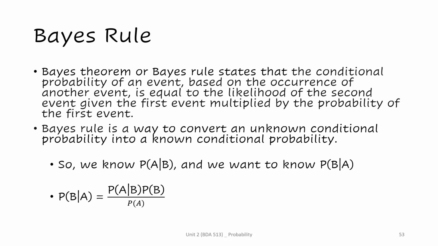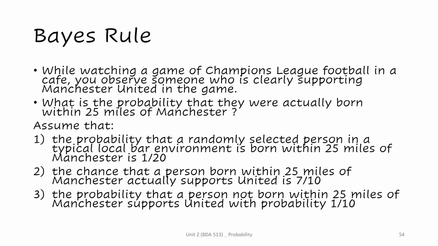Okay. So what Bayes is saying is that if you want to find the probability of B given A, then it is the probability of A given B multiplied by the probability of B, divided by the probability of A. So you realize now that B given A is not the same as A given B. If we want to find the probability of B given A, we don't know B given A, but we know A given B. So we multiply that by the probability of B divided by the probability of A. All right. So let's see this example.